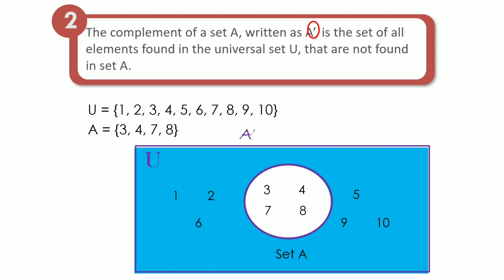Now what elements remain if we deduct those elements? We have 1, 2, 5, 6, 9, and 10. And that would be the complement of set A.